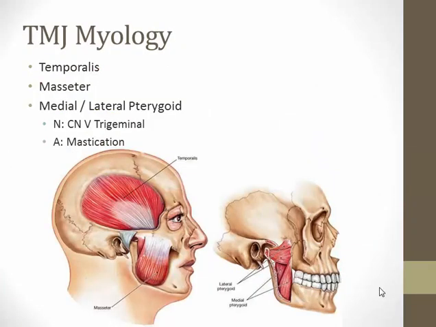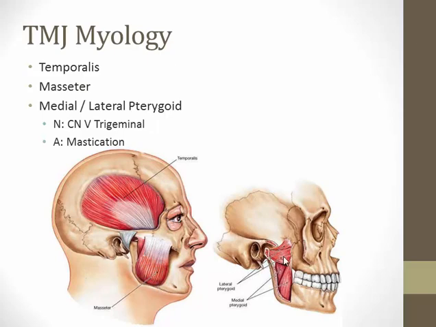TMJ myology: you have a very strong group of muscles for mastication. The big ones here are the temporalis muscle as well as the masseter. You can place your fingers over this area and that area and open and close your jaw to really feel the contractions. Those two muscles are ridiculously strong.